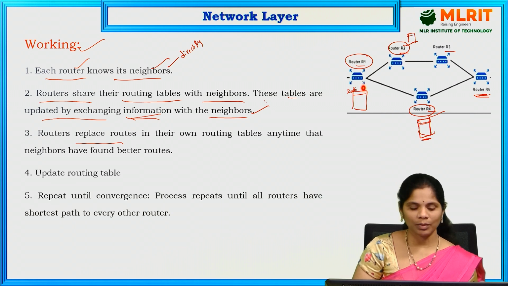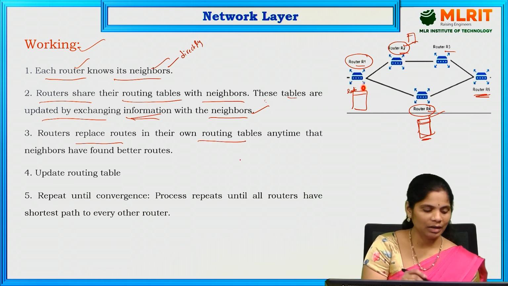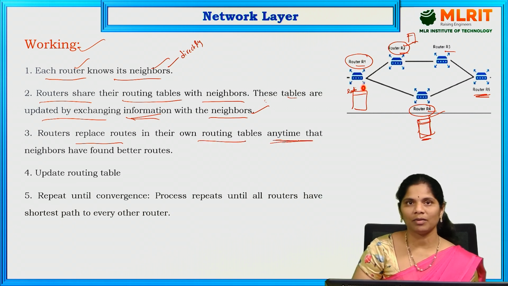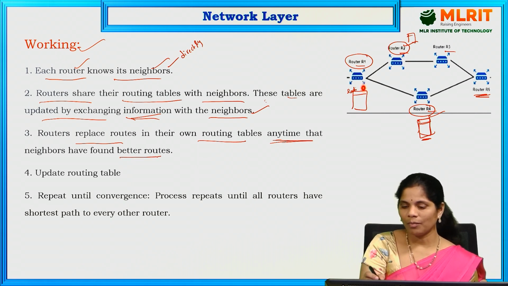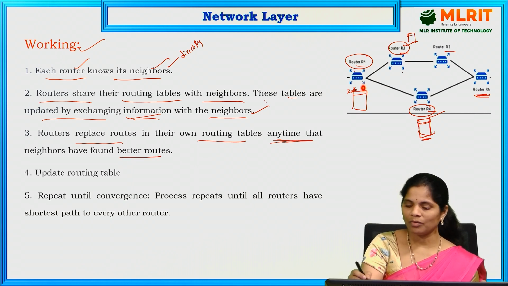And routers replace their own routing tables anytime. How is it going to be replaced? Anytime it can be replaced. Whenever it finds the best route, it will change automatically. Suppose from R1 to R5, suppose this is the best, this is the condition.